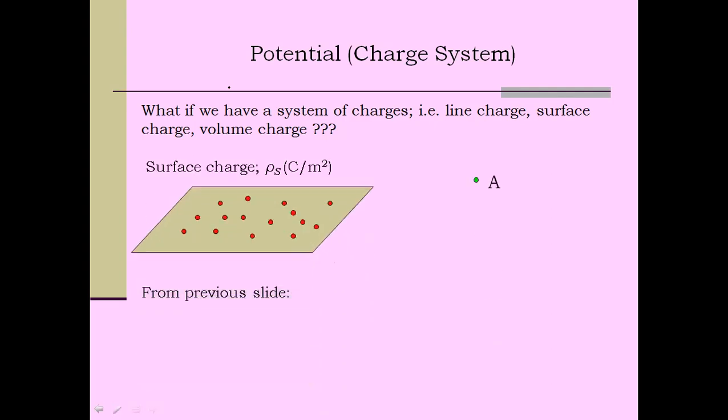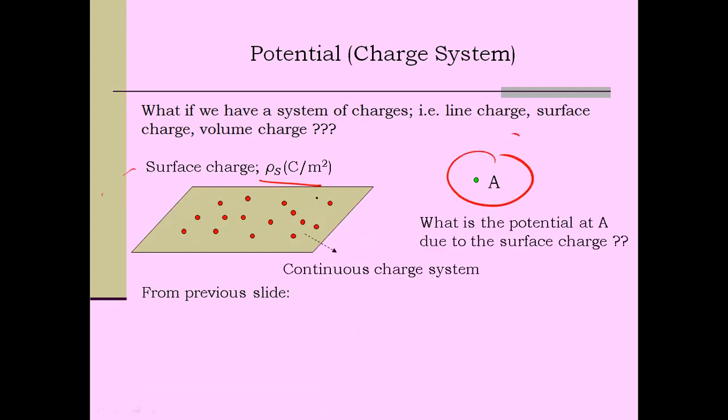For instance, if I have a surface charge here, with density rho s coulombs per meter squared, given in the diagram, and we have a single point A, the question is what should be the potential at the point A incurred by this charge density of rho s coulombs per meter squared. The same applies if you have a line charge or a volume charge, and a single point A: what should be the amount of potential incurred at this point due to that charge system? That is what we want to solve here.